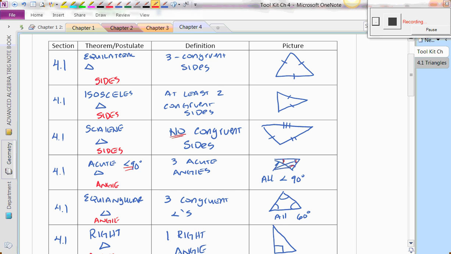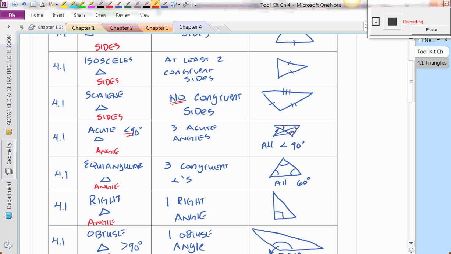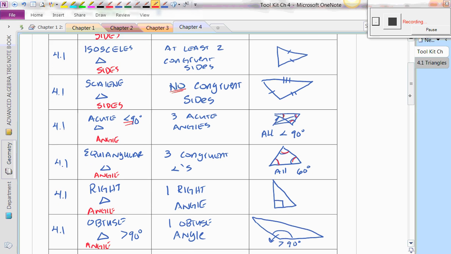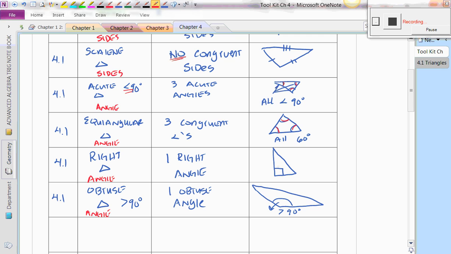So that's an acute triangle. An equiangular triangle means that they have to have 3 congruent angles, so all 3 of these would represent like 60 degrees to be an equiangular triangle. We can have a right triangle, which means it has 1 right angle. Of course, we have the little square in the bottom left. And we can have an obtuse triangle, which means we have 1 angle that is greater than 90 degrees. So obtuse means greater than 90 degrees, and acute means, of course, less than 90.